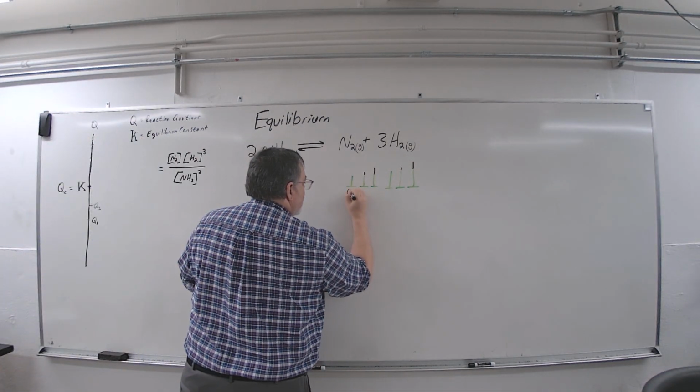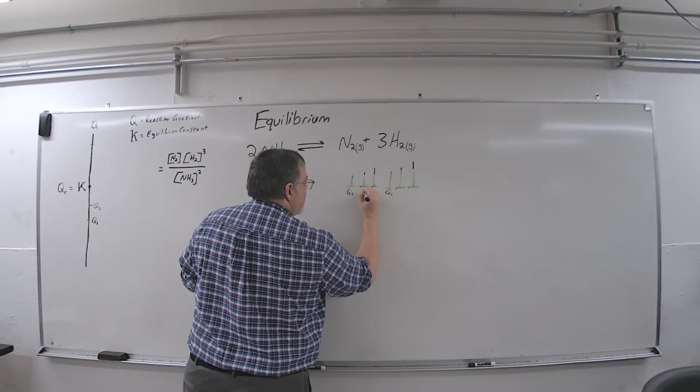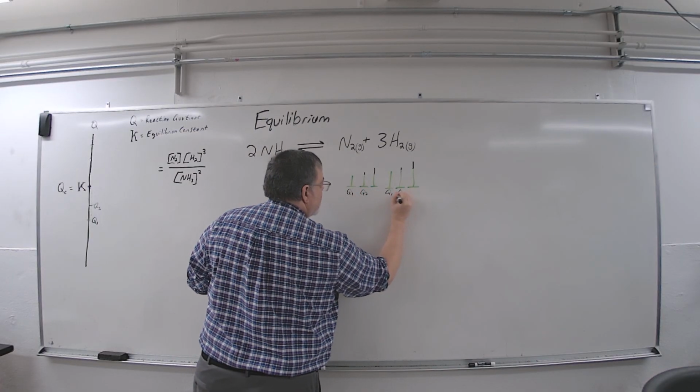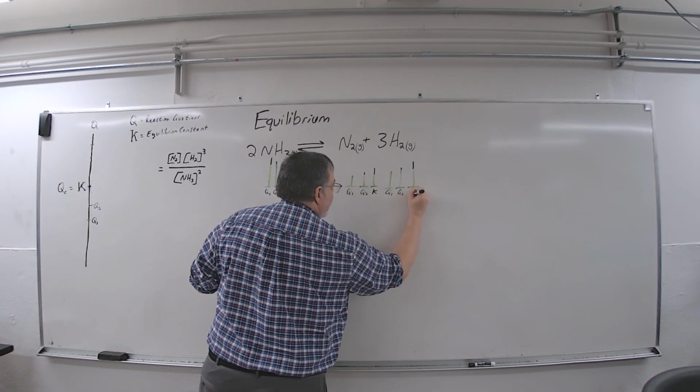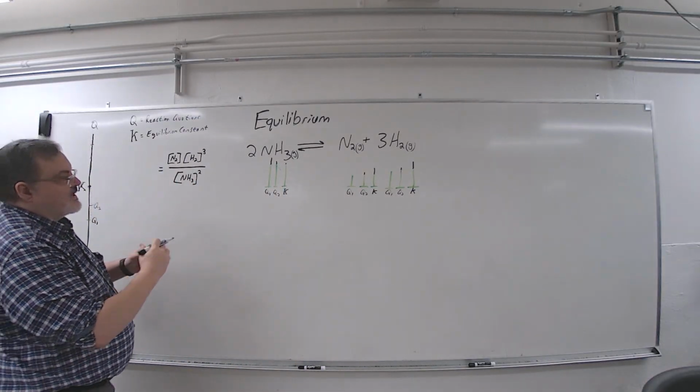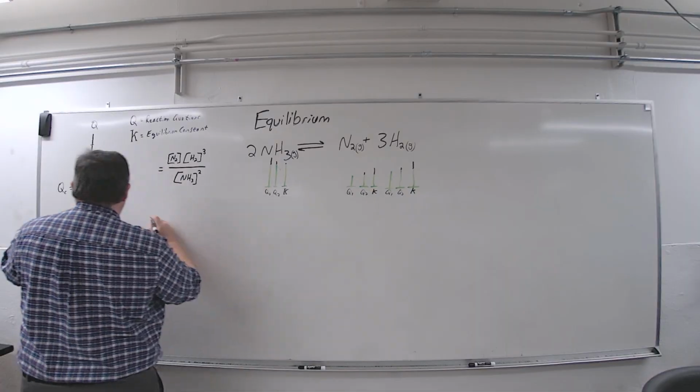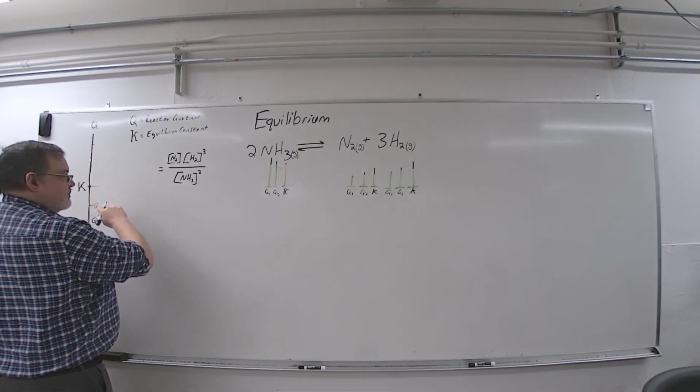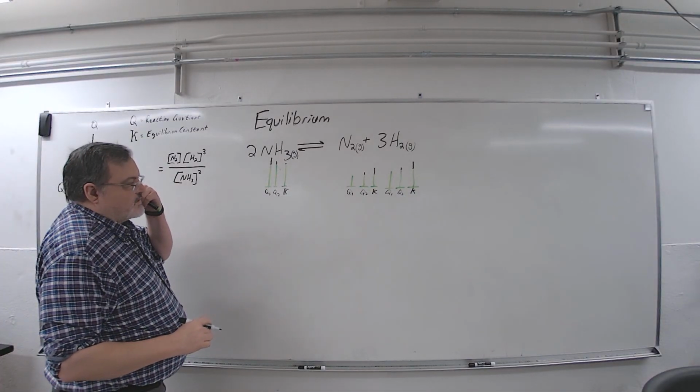So this was Q1, Q2, and K. And by the time it's gotten back to K, you're back to here. So you get questions like this.